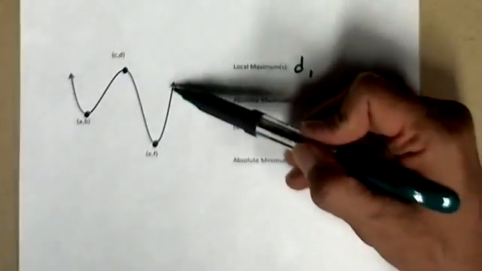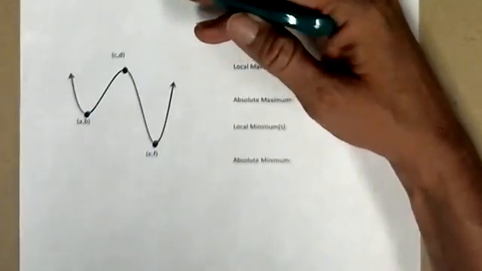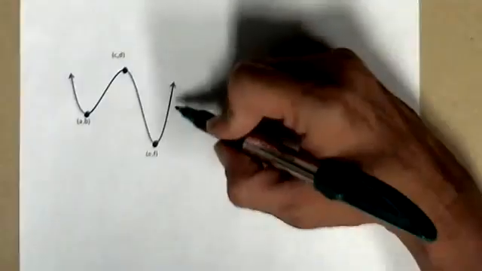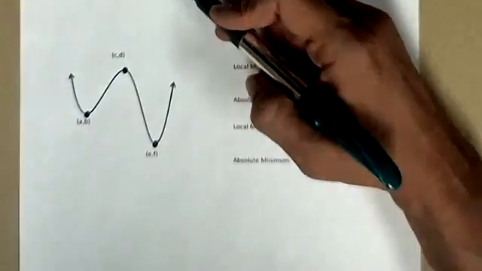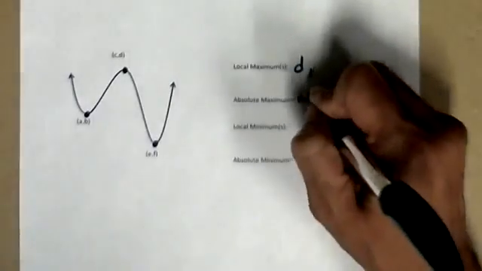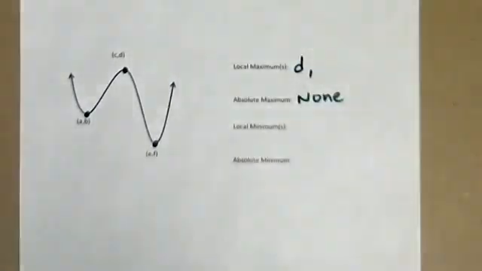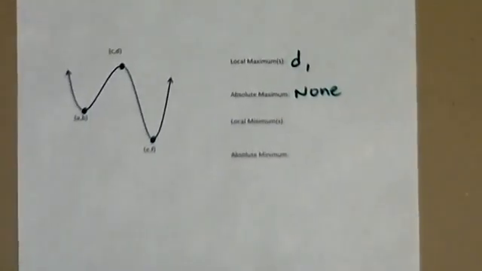Well, these arrows are going to go on forever upward. So I'd never reach a final point that's higher than any other point in the vicinity, because there's always one more higher if I just keep going. So this one would have none. No absolute maximums.